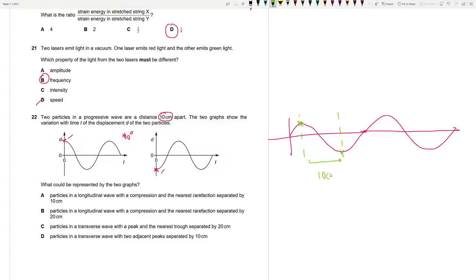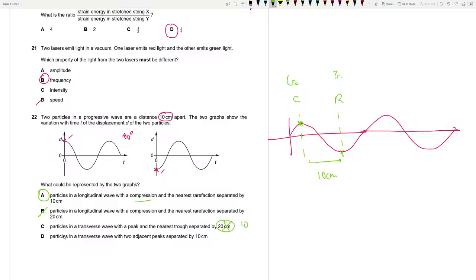But that's 10 centimeters for sure. So remember, it's either compression to rarefaction or crest to trough. We're going to look for that. Particles in a longitudinal wave with a compression and nearest rarefaction separated by 10 centimeters. That looks like the answer. So A is it. But B, compression and nearest rarefaction separated by 20, that's wrong. Particles in a transverse wave with a peak and nearest trough separated by 10. If this was 10, it could have been the answer.